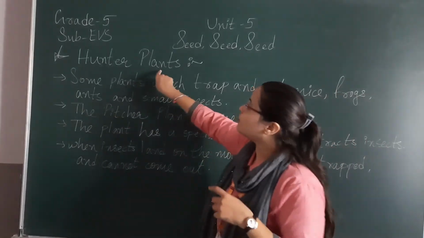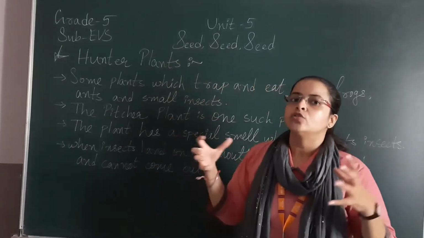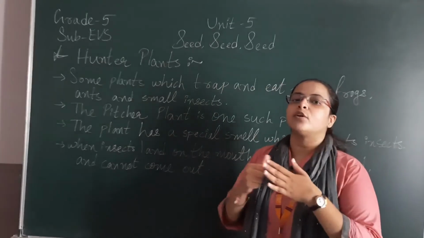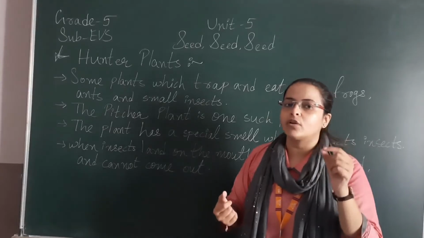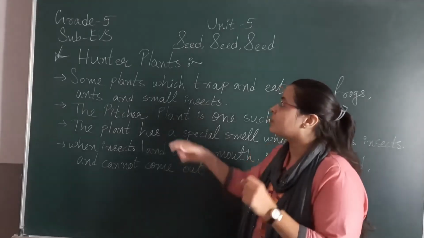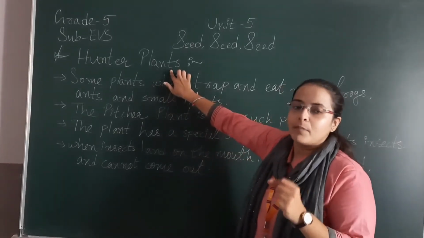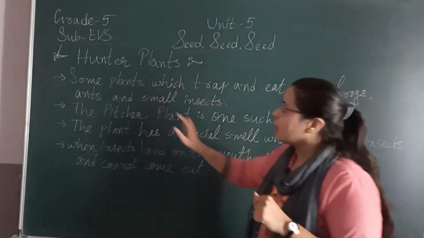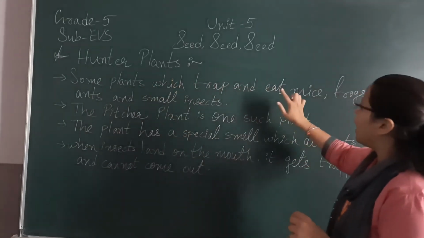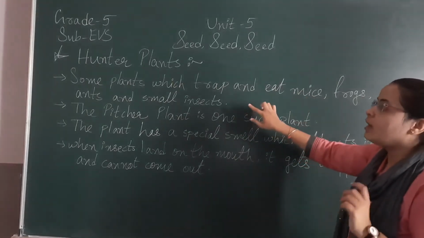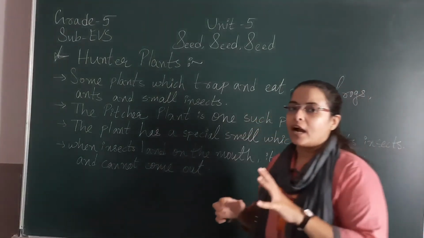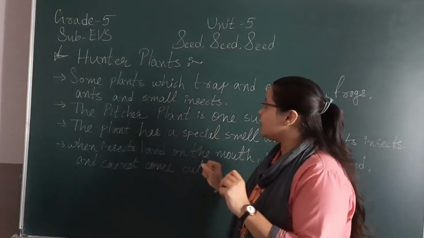So there are some plants who are hunting also, जो hunt करते हैं different kinds of insects and yes, frogs also. काफी छोटे छोटे frogs and animals भी उसमें included होते हैं, which are hunted by the plants. So let's learn in detail. Some plants trap and eat mice, frogs, ants and small insects also.